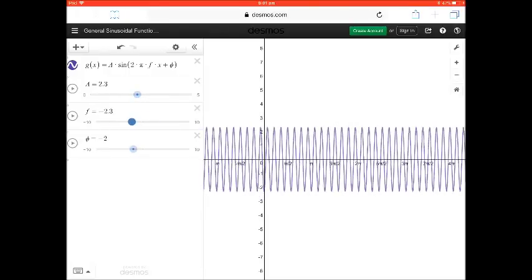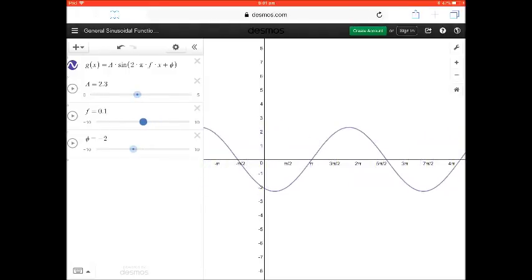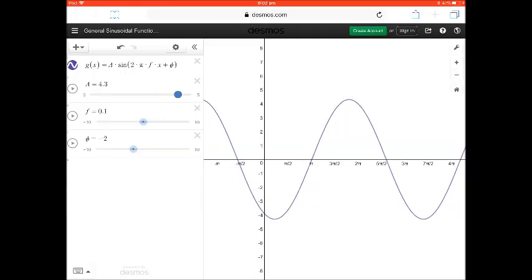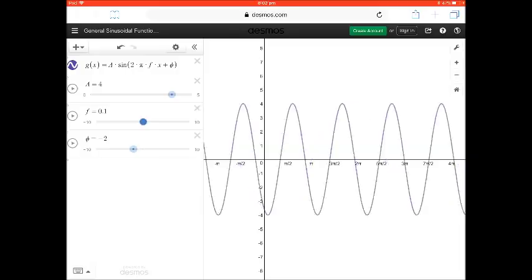Okay, so this function has a classical sinusoidal shape, the shape of a sine function. Okay, so if I modify A, so if I increase A, which is the amplitude, that increases the height of the peaks. Okay, so it increases the distance from the x-axis to the height of the peak.